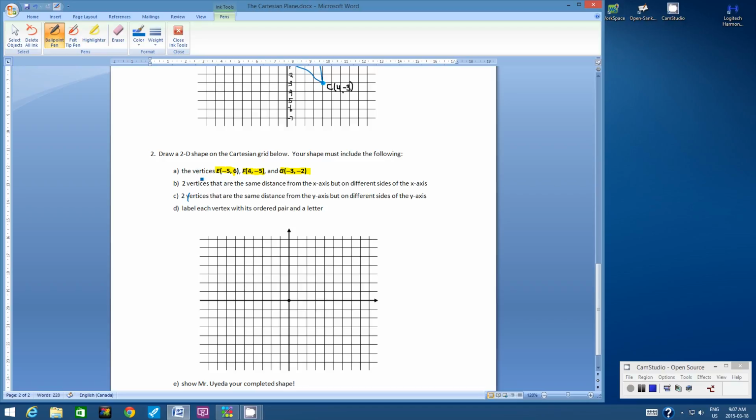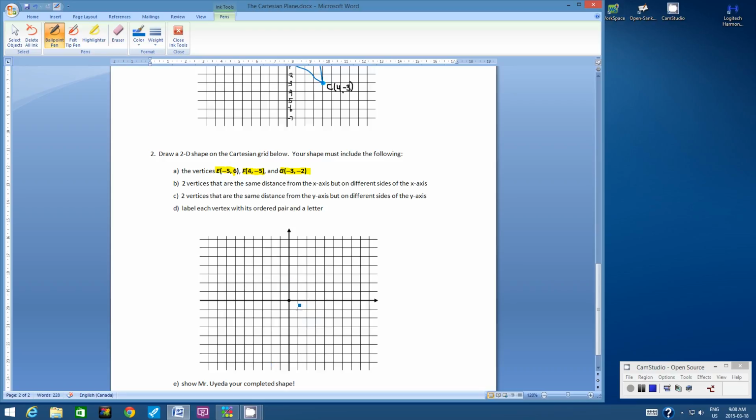Then, 2 vertices that are the same distance from the y-axis, but on different sides of the y-axis. So again, you can incorporate the points E, F, and G that you've already mapped out. Label each vertex with its ordered pair and its letter. So if you add any more points, you can call the points H and then I and then J. Okay? And then down here, I want you to show Mr. Ueda your completed shape when it's done. All right, good luck. Make sure it's neat.